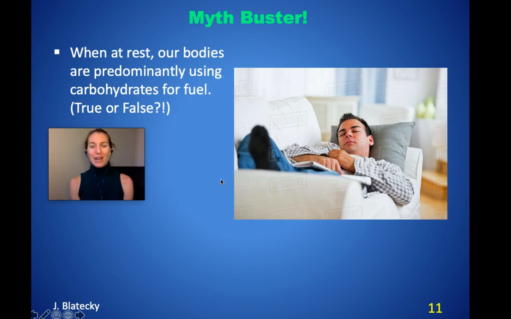So I want to clear up a common misconception here. Pause for a second and see if you can answer this true or false question. All right, so when at rest, our bodies are predominantly using carbohydrates for fuel.